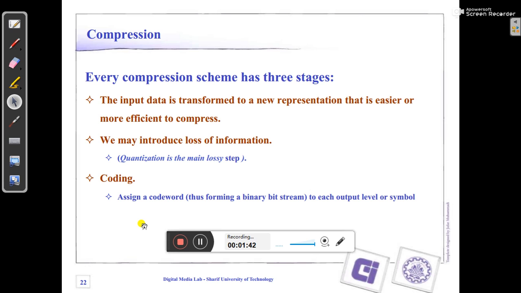First, we need to transform the input data to a proper representation which will be easier or more efficient to compress. That is the transformation step. Second is quantization, which is a lossy step. We will introduce a loss of information. Third is the coding phase, where we put a code word for every specific level of output or symbol.